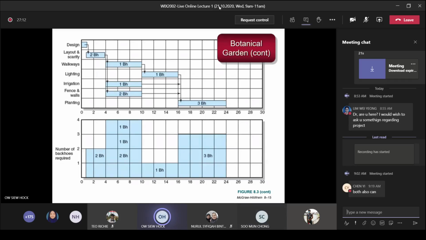So the purpose of leveling means I don't want a lot of up and down like that. So which one should you choose now? Fence and wall. Yes, that's right. So for fence and wall, instead of starting from the 4th unit, you postpone and delay it to unit 10. So the beginning needs 2 BH, then walkway and irrigation need 1 each, that means 2. So it's 2, 2, then 3, 3. You see or not?